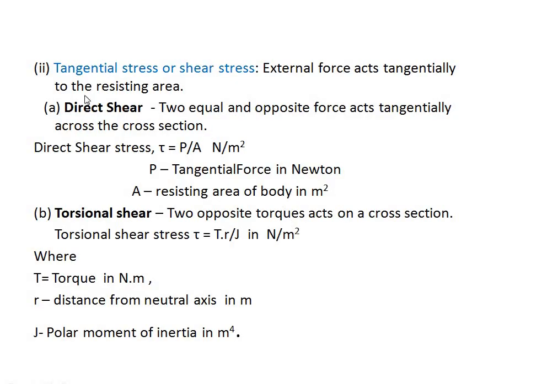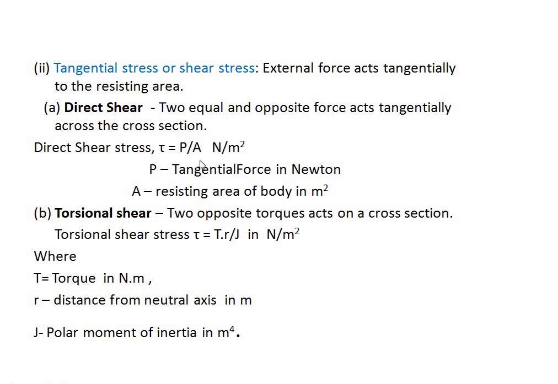Now, the second type of stresses, tangential stress or shear stress. So external force acts tangentially to the resisting area. Previously, it acts normally. Now, this force acts tangentially to the resisting area. So again, this tangential stress or shear stress is classified into two types: one is direct shear and the other one is torsional shear. In the direct shear, two equal and opposite forces act tangentially across the cross section, equally and in opposite direction, right?